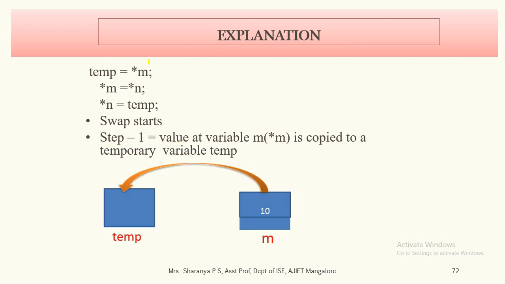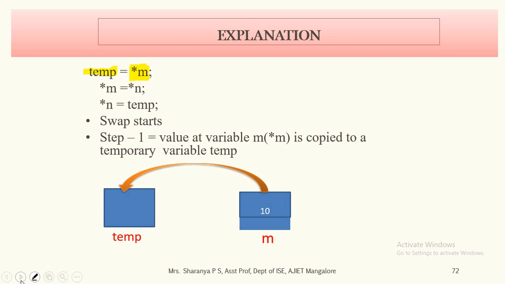That is, the value stored in m, which we refer to by star m, is copied to the temporary variable, that is temp. Why are we not using star here? Because we are referring to a normal variable. We are not bothered about the value present in it because it is a general variable that we are using. That's why star is not used.